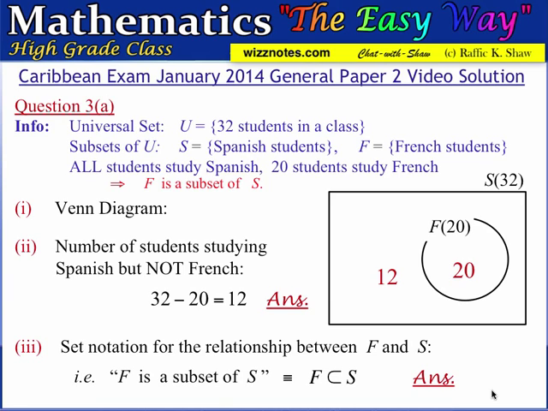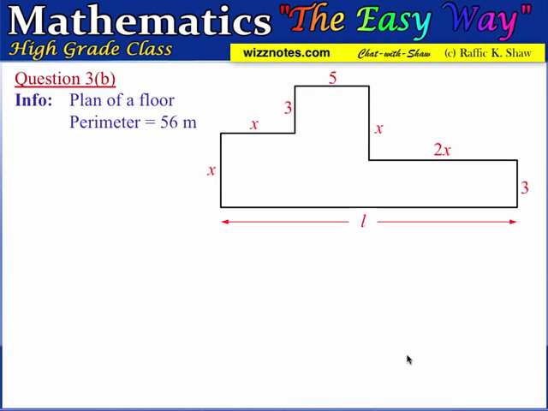Let's move down now to part B of question 3. Part B gives us this diagram representing the plan of a floor. And we are told that all the corners are right angles. So these corners are all right angles. The dimensions on this diagram are in meters. We are also told that the perimeter of the floor is 56 meters.